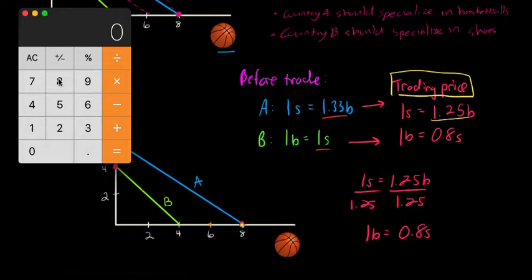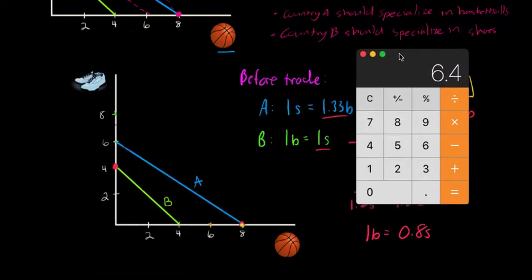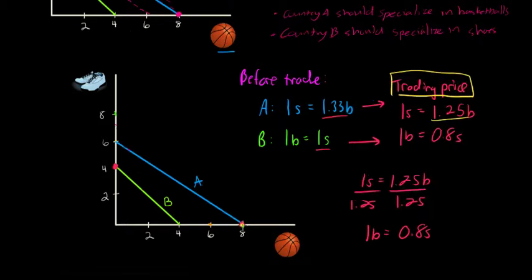Before trade, recall country A could produce 8 basketballs or 6 pairs of shoes, giving country A an opportunity cost of 1.33 basketballs per shoe. If we do the math now, country A can consume 8 basketballs divided by 1.25, and that allows country A to consume up to 6.4 pairs of shoes if it chooses to trade all of its basketballs for shoes. So we can now show the new trading possibility line for country A. Country A can get 8 basketballs or 6.4 pairs of shoes. It's going to be right up around here.